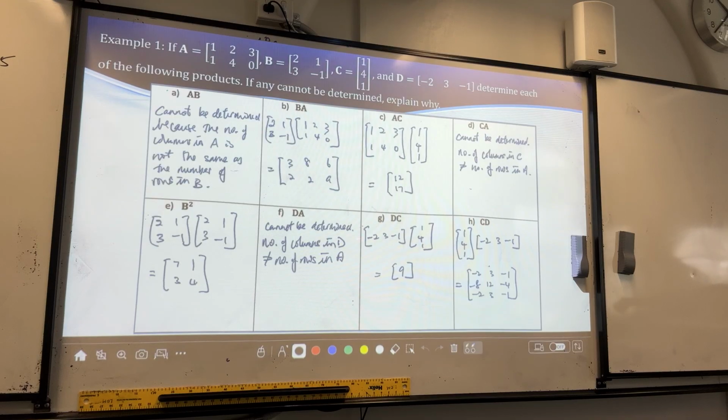you need to know how to multiply a row matrix and a column matrix, or a column matrix by a row matrix. And of course, remember, it holds that the first matrix's column number must be the same as the row number of the second matrix.